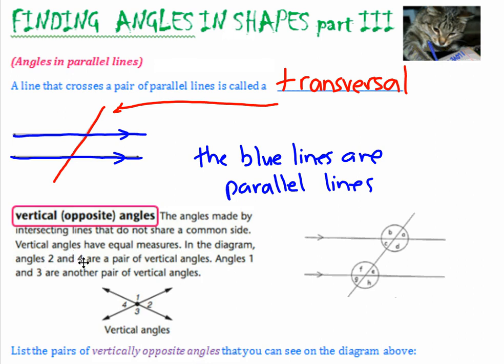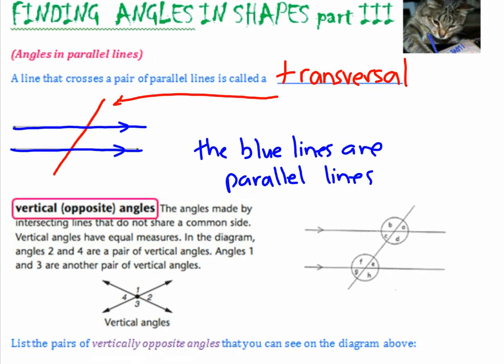In the diagram, angle 2 and 4 are vertically opposite. They're the same size as each other and they're both acute. These 1 and 3 are vertically opposite. They're the same size as each other. But 2 and 3 are not vertically opposite. Instead, they add to 180. Sometimes people call them vertical angles, sometimes people call them vertically opposite angles. I call them vertically opposite angles, so that's the terminology I'll be using.